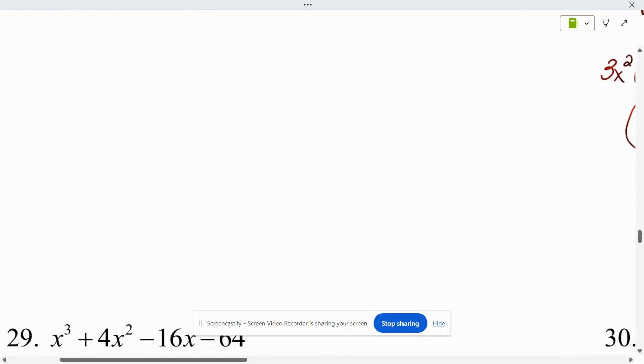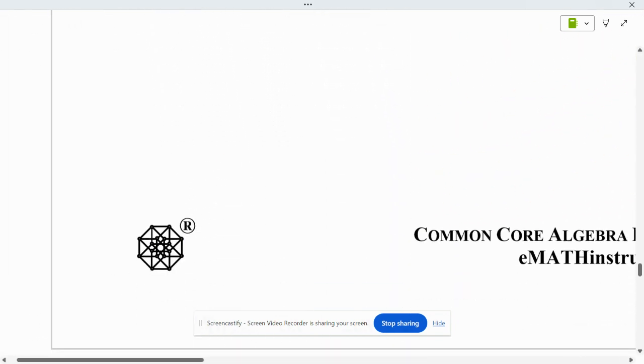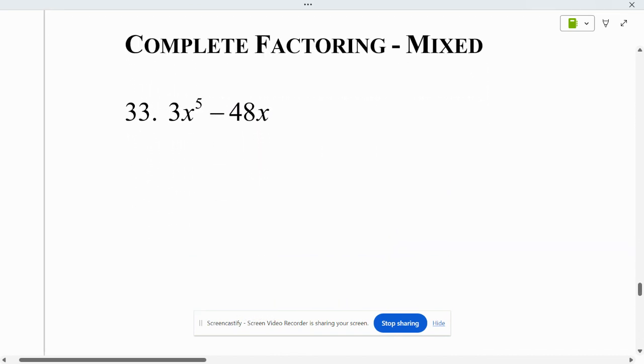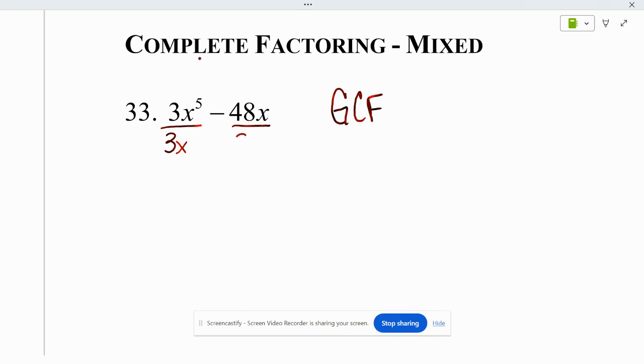Okay, so let's start with number 33. I think 33 might be a tricky one. So, how many terms are there? 2 terms. What do I always look for first? GCF and dots. Okay. So, is there a GCF? Yeah, GCF, 3x. So when I take my 3x out, remember to put it down in the very bottom.